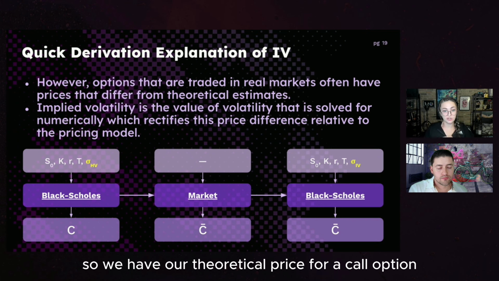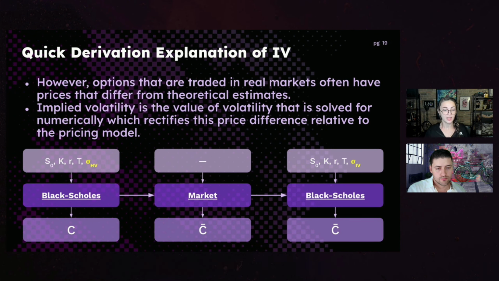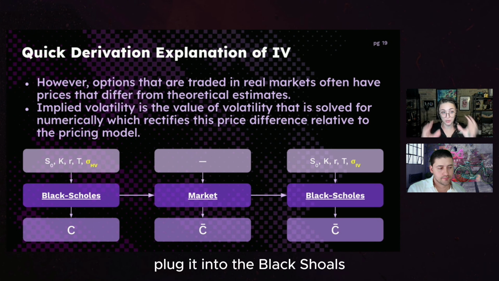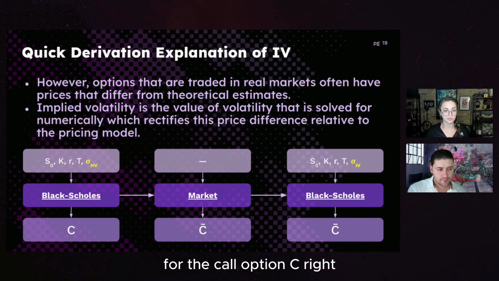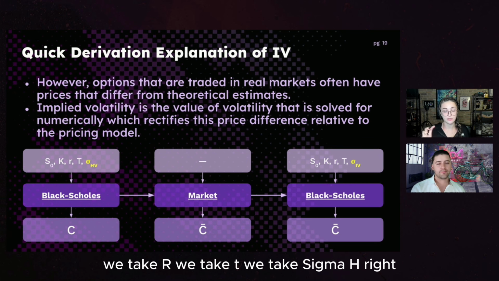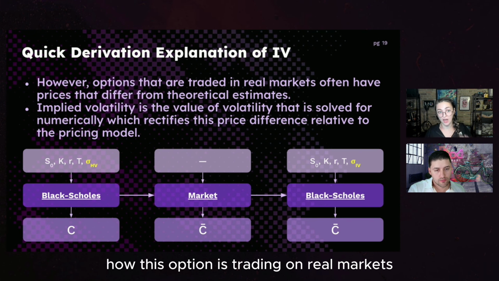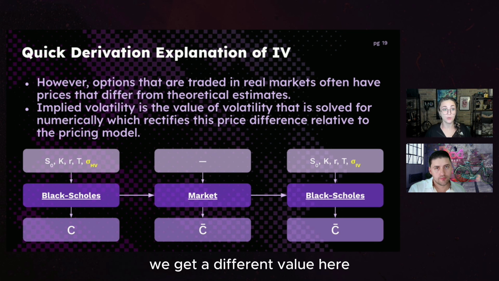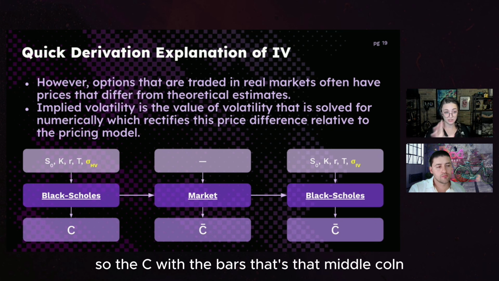So we have our theoretical price for a call option, which is going to be C. So that's in that first column on the left-hand side. And we take a number of different parameters, plug them into Black-Scholes, and that's how we get our theoretical price for the call option C. Right? So we take S naught, we take K, we take R, we take T, we take sigma HV, plug that into Black-Scholes, and we get some price. And then we say, okay, when we actually look at how this option is trading on real markets, we get a different value. Here that's represented with C bar. So our theoretical price is C. The actual value that we measure is C bar, that middle column.